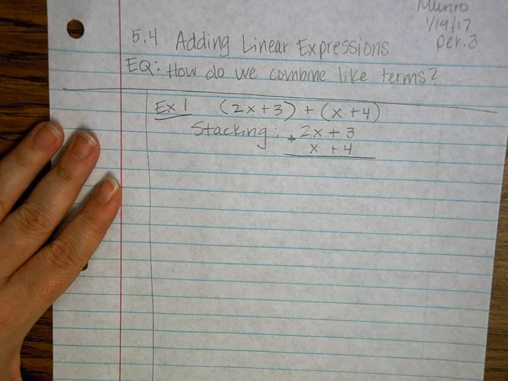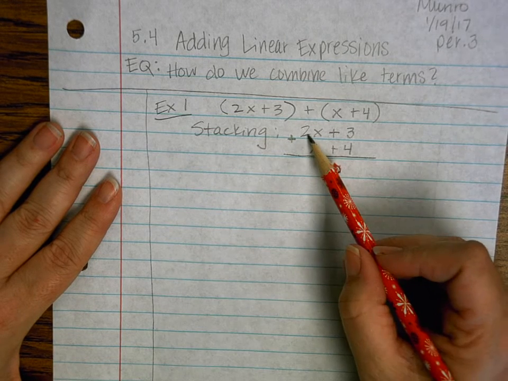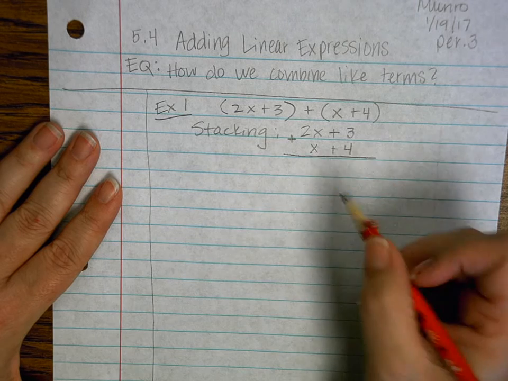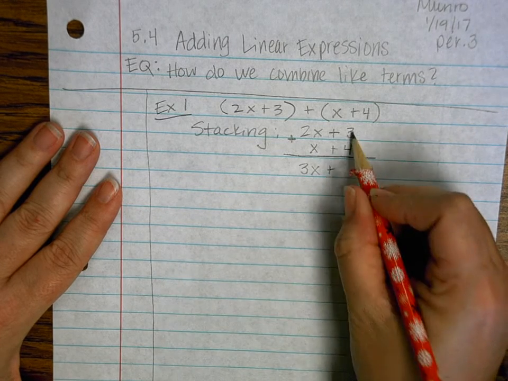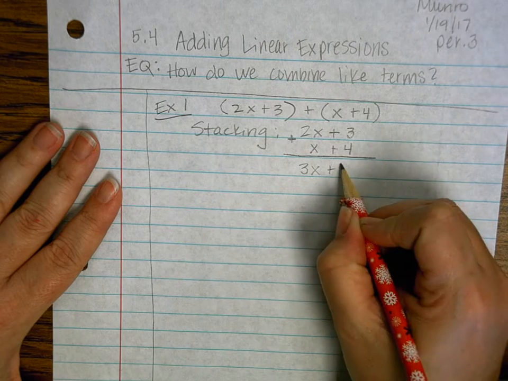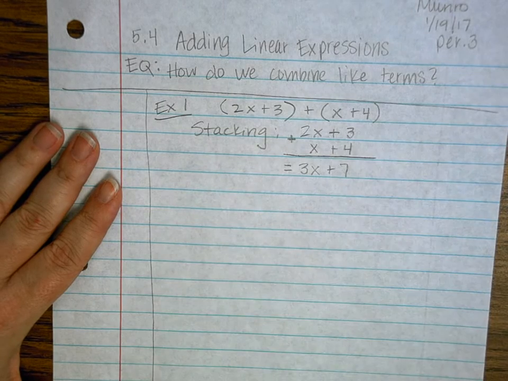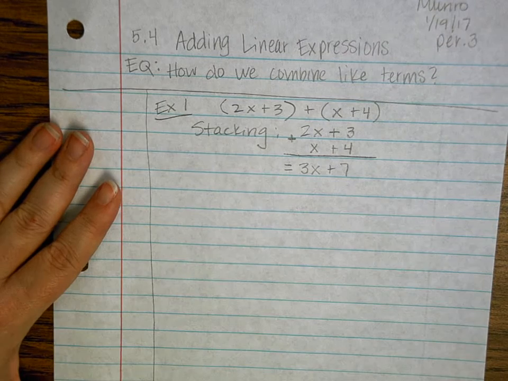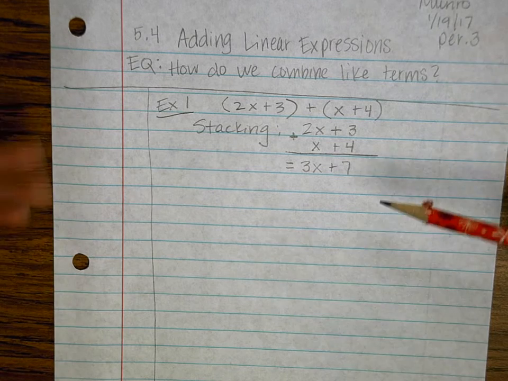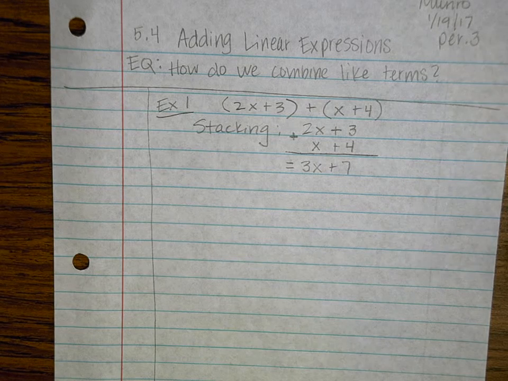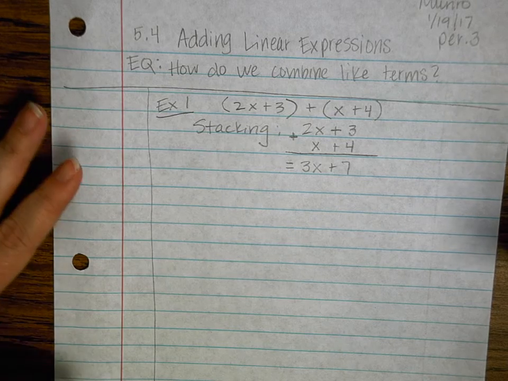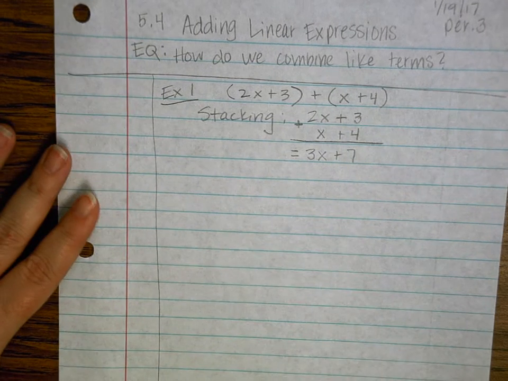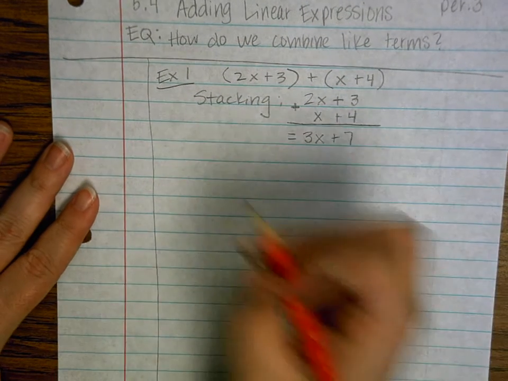Alright, now it's pretty easy. So how many x's? We have 2x plus x, so we have 3x. And then we have addition here, so what's 3 plus 4? 7. And that's your answer. It's kind of the long way, but it helps people in the very beginning to get these right, so you don't make mistakes. Any questions on that? Okay, let's do another one.